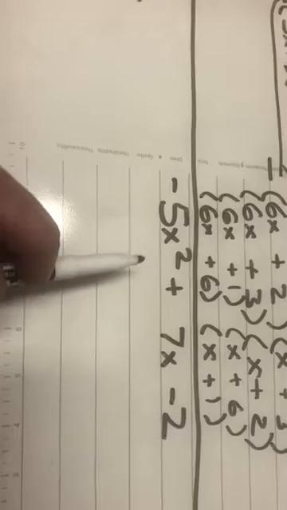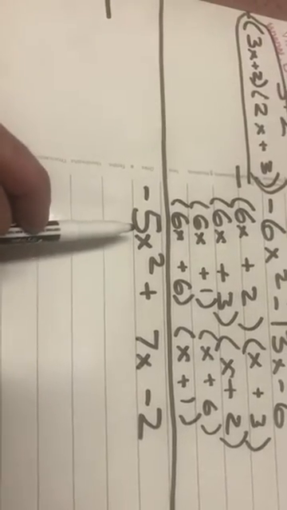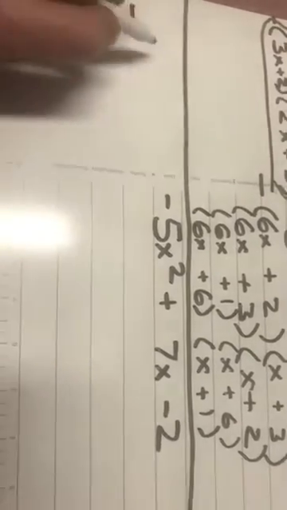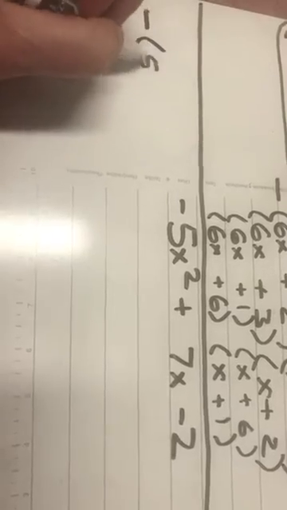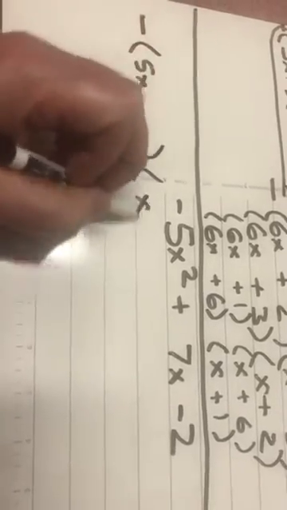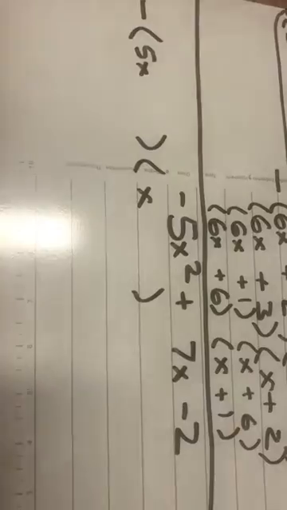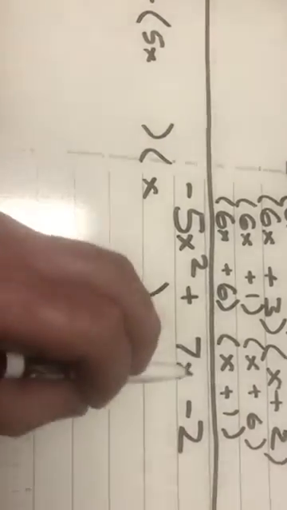Let's look at another one. Once again, I have a negative 5, so I know I'm going to need a negative. The joy about this is that there's only one way to make 5, and that's 5 and 1. So I know I'm going to have 5x and x. Now, since I have the negative sign, remember what I'm after.